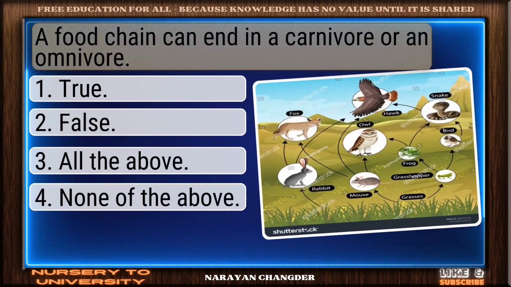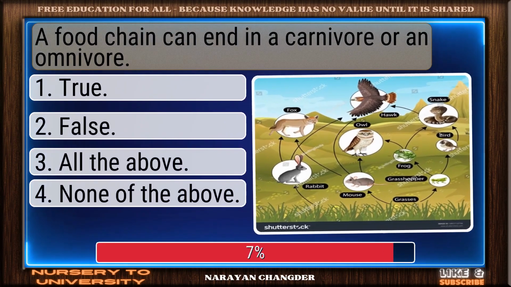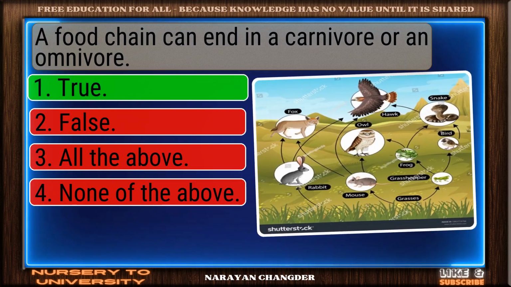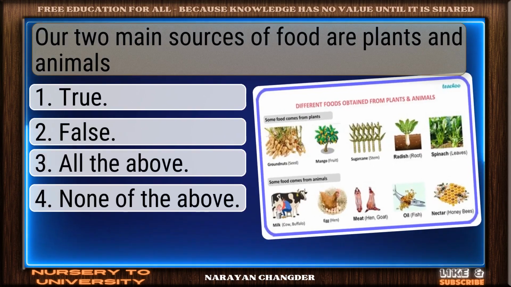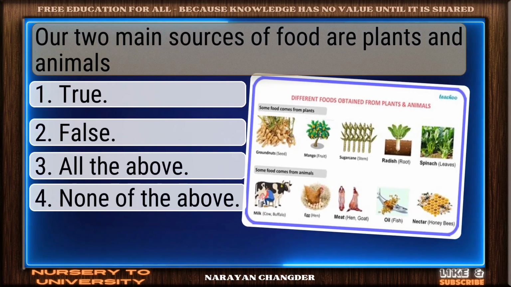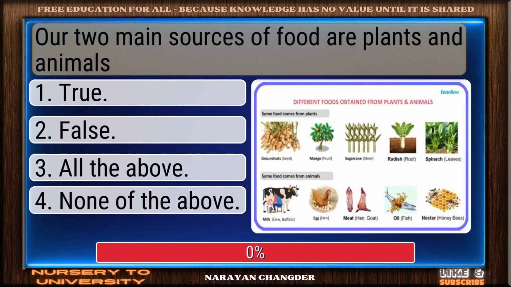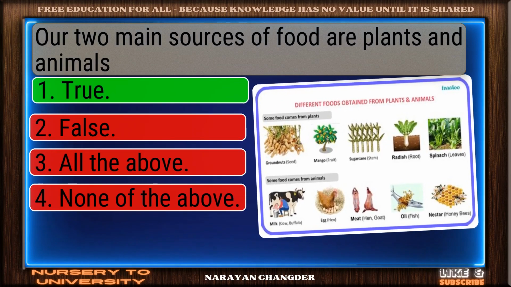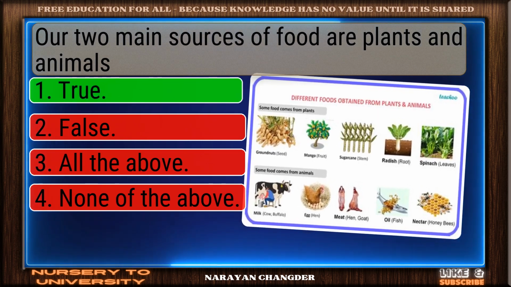A food chain can end in a carnivore or an omnivore. Right choice. True is the best answer. Our two main sources of food are plants and animals. Great job. True is the accurate answer.